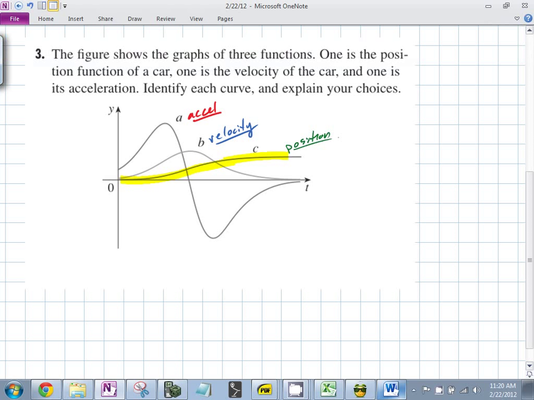Is our velocity always positive? Is the value of the velocity positive? I didn't ask you for the derivative of the velocity. I said, is the velocity itself always positive? Yes, because it's always above the x-axis. So does this match? Yeah.